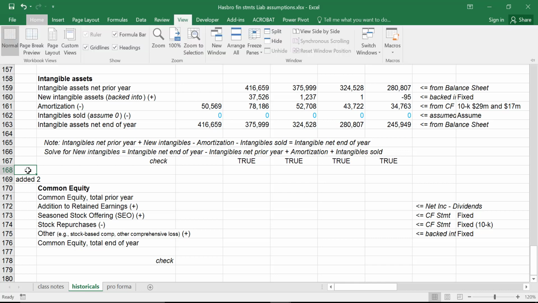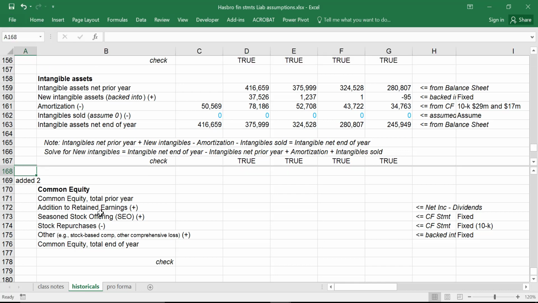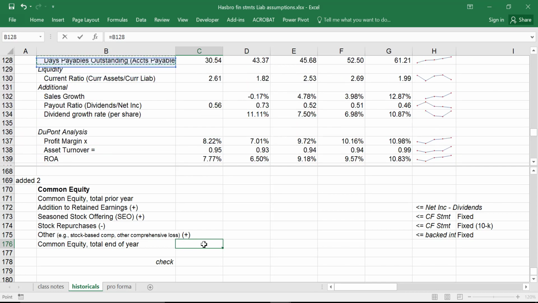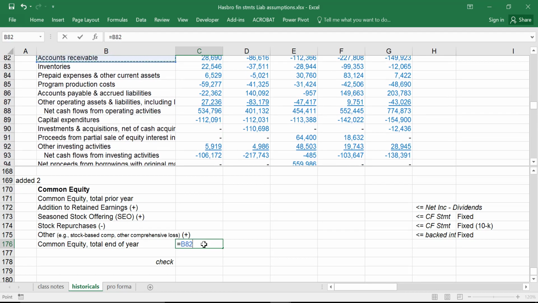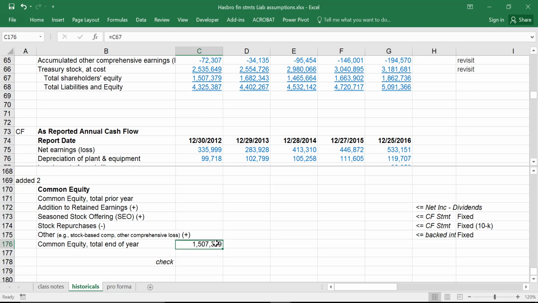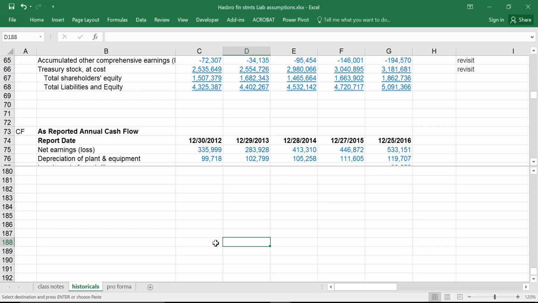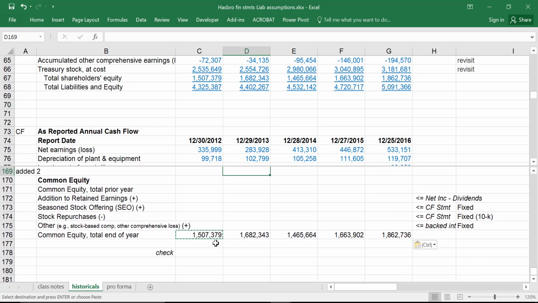So Alt W for view, S for split, and we'll first get the common equity total end of year, and hit F6 to go up here, and we'll navigate to where that is. So that's going to be off the balance sheet, and we can just copy that and paste it. Okay, so again, that's the year-end figures.